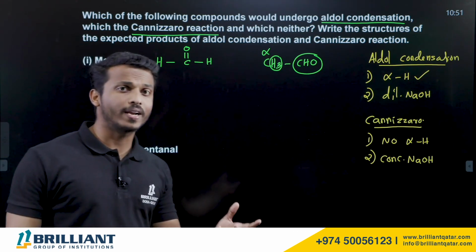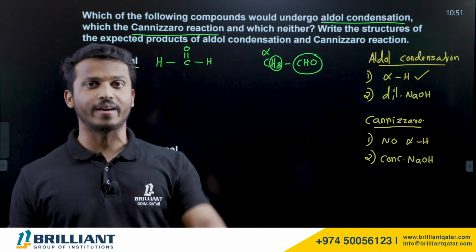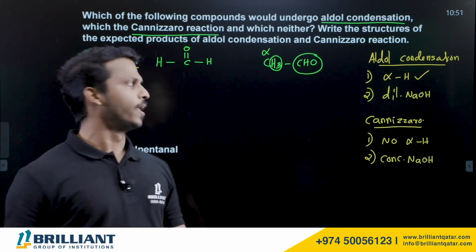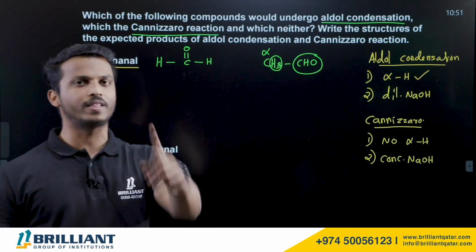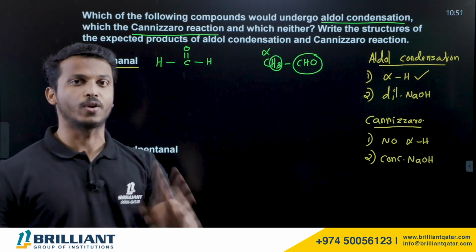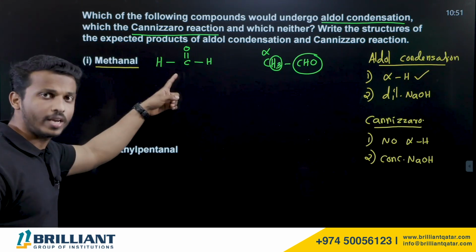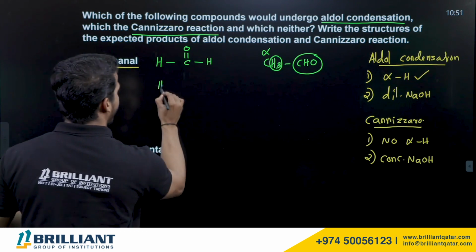Okay, so what is alpha hydrogen? The hydrogens contained on the alpha carbon are called alpha hydrogens. At least one alpha hydrogen should be there in the compound in order to undergo aldol condensation. So can it undergo the reaction? No.